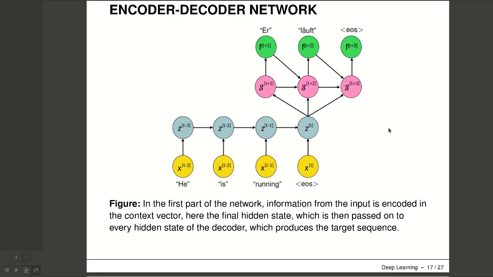for example, here 4, and then computes a fixed-length context vector, which you can see here. We show it by z of t, but you may see different notation in the literature. Usually they use C as well. And the final hidden state passes the information from encoder to decoder.